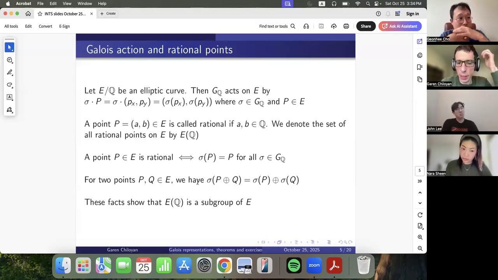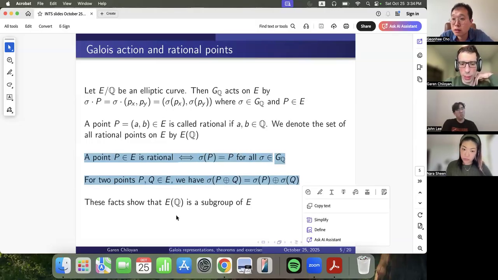So take two points, P and Q on E. Another amazing thing is that if you take the Galois automorphism of P plus Q, it's exactly the same thing as taking the Galois automorphism of P and the Galois automorphism of Q and just adding them together. This compatibility with the operation gives you so much richness in the algebraic properties. Using these two lines, you prove that E(Q) is a group. The set of rational points on an elliptic curve has the structure of an abelian group. And that's really amazing.